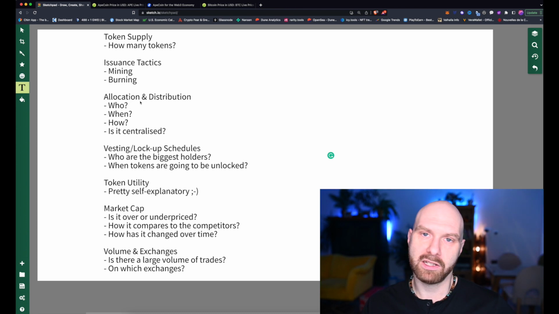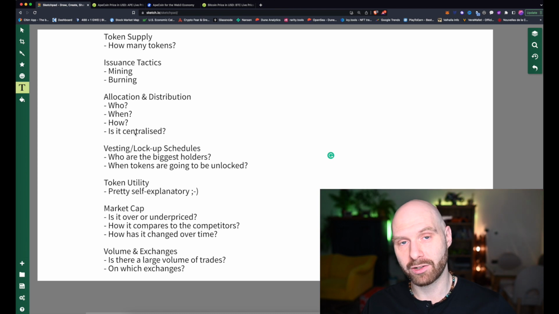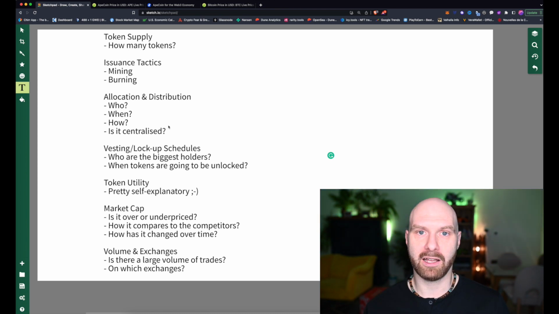Then what's the allocation and distribution of the tokens? So who will get the tokens, when, how, and is it in any way centralized? For example, is the project team going to get like 80% of all the tokens? Are 2 or 3 people going to hold pretty much the whole supply, or a very significant part of it, and therefore largely control what's happening with that token and its price? Who will get the tokens?